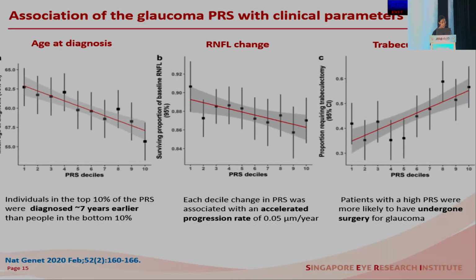What they found was that patients with the highest polygenic risk score were diagnosed with glaucoma earlier. They also found that every decile change in the polygenic risk score was associated with an accelerated progression rate on the RNFL change. Also, patients with the highest genetic risk score were more likely to have undergone trabeculectomy surgery.